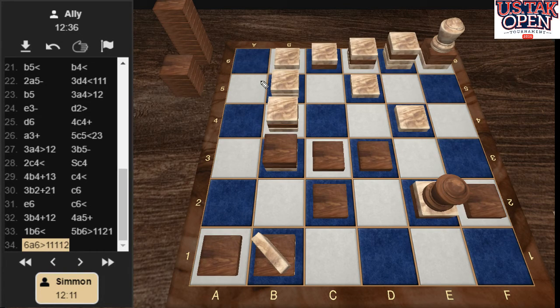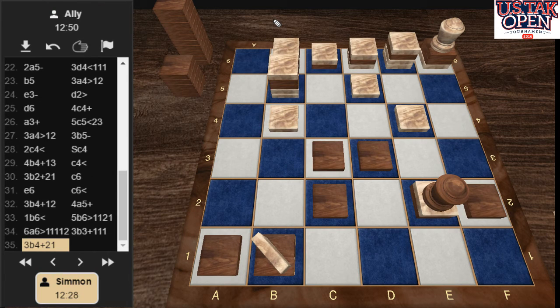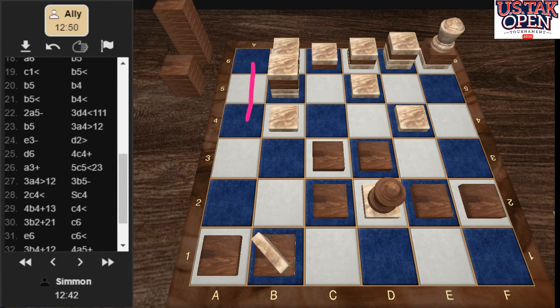And I'm not sure what Simmon is doing. He is looking for something. All right, he does. That's the move I was wondering about. But this stack now can spread over the top, and then that leaves Simmon with nothing else he can do to block all 3 of these. And he just moves the capstone.